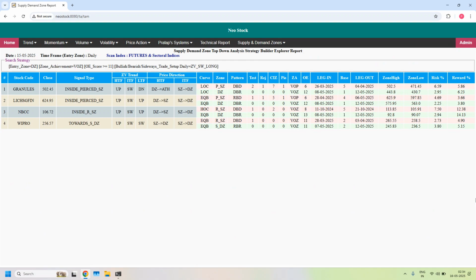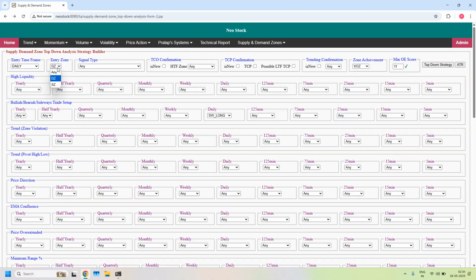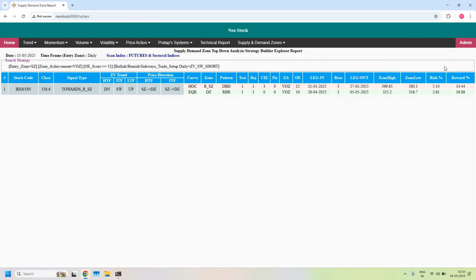Next, sideways short trade setup for monthly income trade. Entry zone should be changed to sideways, and in the daily time frame I am selecting sideways short. The remaining filters are same, they are applied to daily supply zone. So one stock is filtered. Sideways short trade setup for monthly income trade, and entry time frame zone is a daily supply zone.